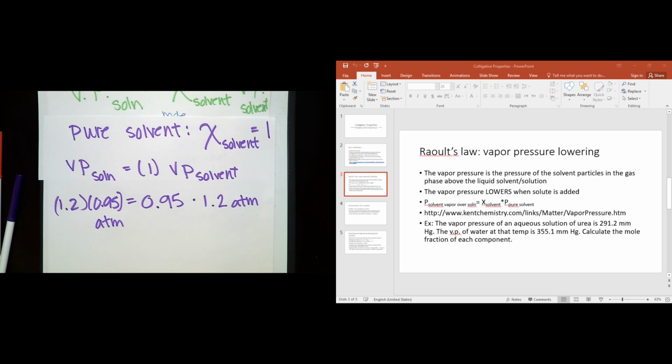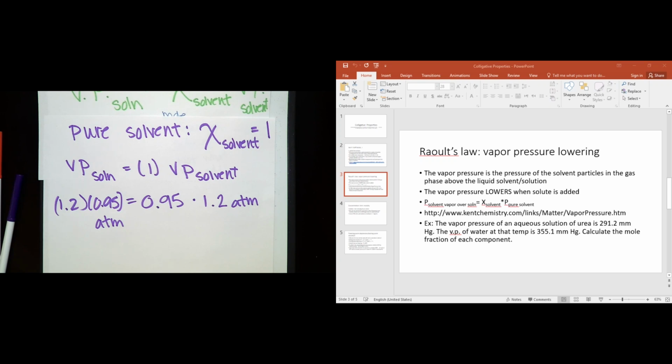If you heat something up, what do you think happens to the vapor pressure? Are you going to favor gas phase or liquid phase? Right? Think about it. Heat something up. What happens? Does it evaporate? And so what does that mean to the vapor pressure?